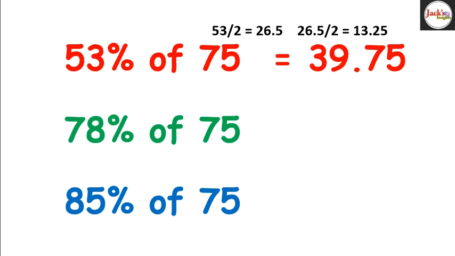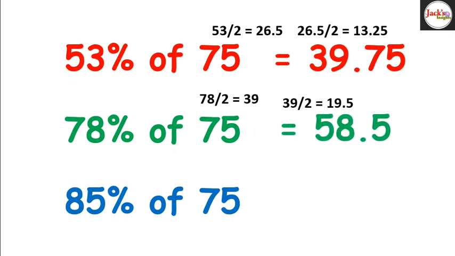Now for the 78% of 75, what is the half of 78? That is 39. And what is half of 39? That is 19.5. Now we're going to add 19.5 and 39. Okay, so you have 0.5, 9, and 9, that is 18, carry 1. So 1 plus 1 plus 3, that is 5, or 58.5. 58.5 is 78% of 75.